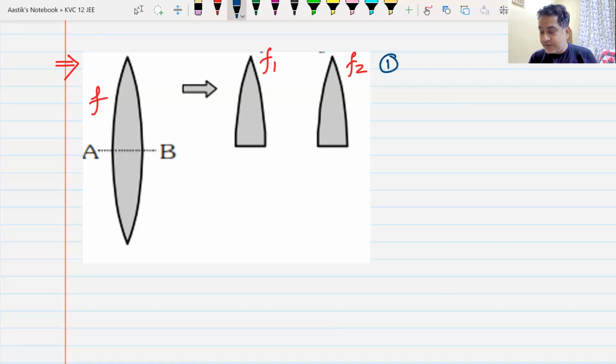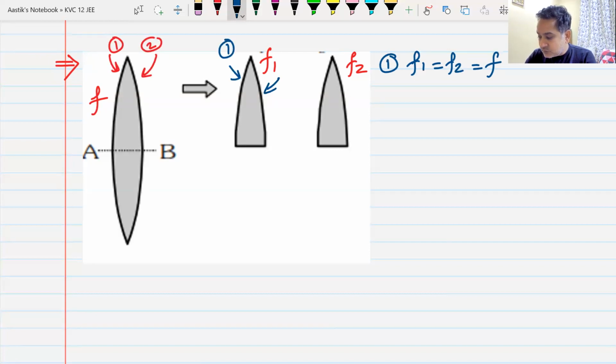Yes, tell me, what do you think? The focal length f1 is equal to focal length f2 is equal to focal length f. The focal length does not change because, as you can see, the radius of curvature of the first surface and second surface still remain the same. So you go to the lens maker's formula, you put the values of R1 and R2, the focal length will still remain the same. Do we understand this? Yes or no? Yes, sir.